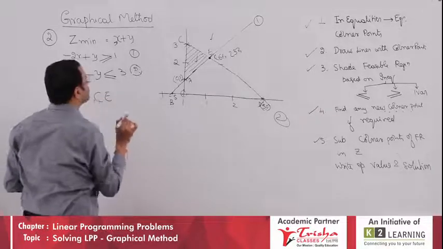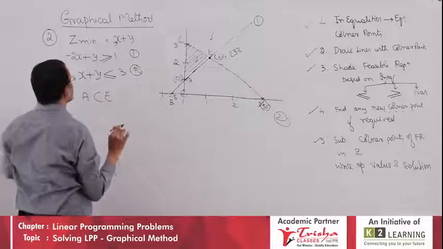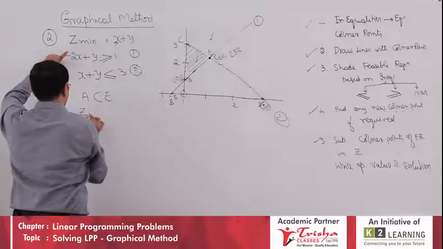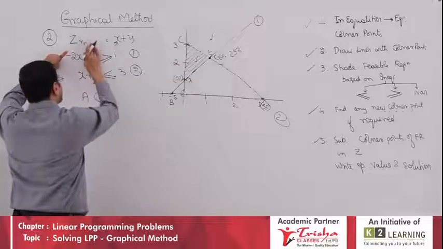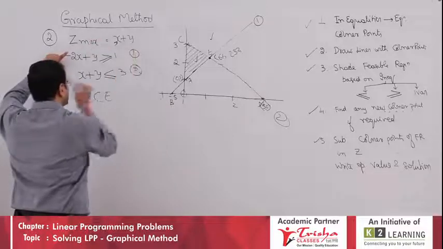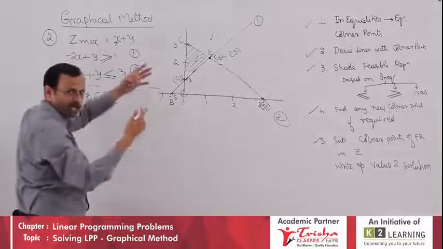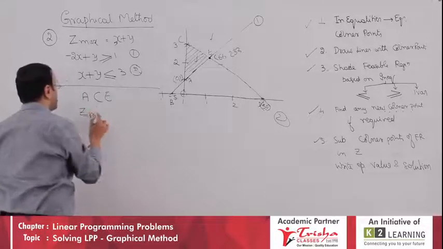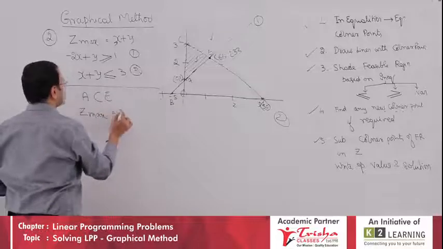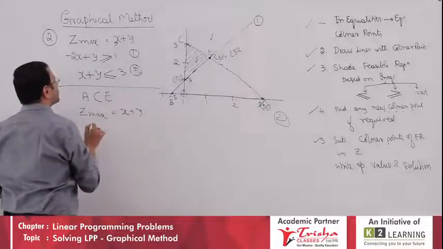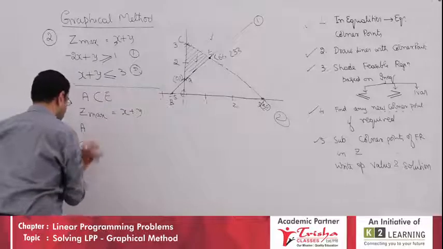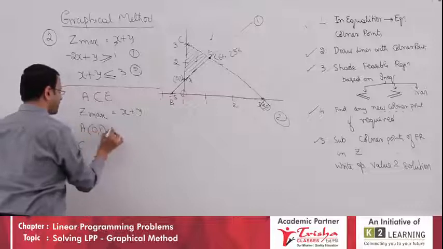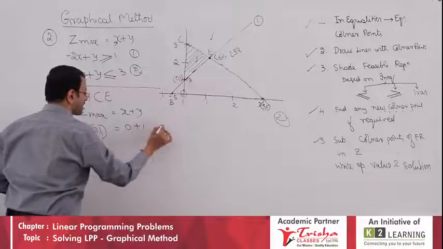So, let us substitute A, C, E in the given objective. Let us assume it is Z minimum or maximum. I will take maximum in this case, because in the previous one I just took anything, that is okay; you can take either maximum or minimum based on the question. I have taken maximum. Z max is equal to x plus y. So, what are the A, C, E three points? A is 0, 1, where x is 0, y is 1, answer is 1.